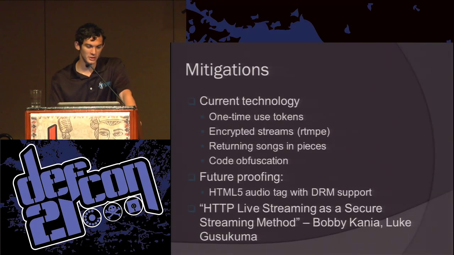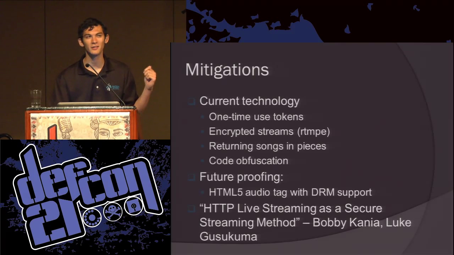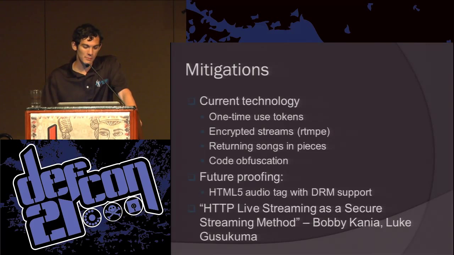Using current technology, one-time use tokens are definitely the best way to prevent people from, like I showed you before, right-clicking, opening a new tab and then saving it, because the second request won't work. I've also seen people use RTMPE streams. This is Adobe's protocol, and the E stands for encrypted. I just want everyone to know that just because your protocol has an E in it doesn't mean it's encrypted. I've seen many services which have used regular non-encrypted RTMP traffic and just put the E as the protocol, and that doesn't make it secure.